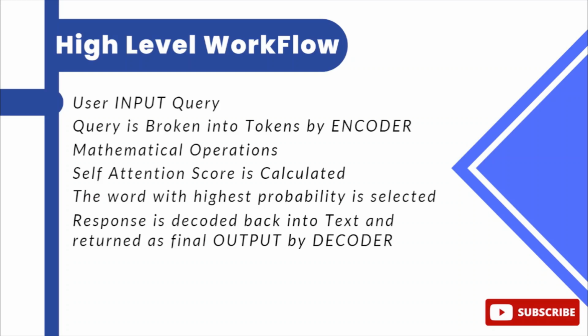Then comes the self attention part where attention score is calculated using the probability distribution. The word with the highest probability is selected as a response and decoded back into text form and returned as a final output that we are able to see on the screen.